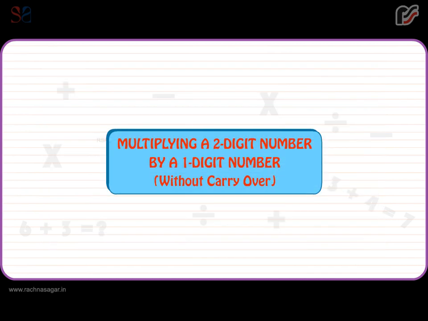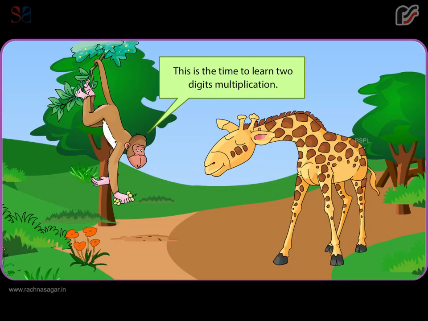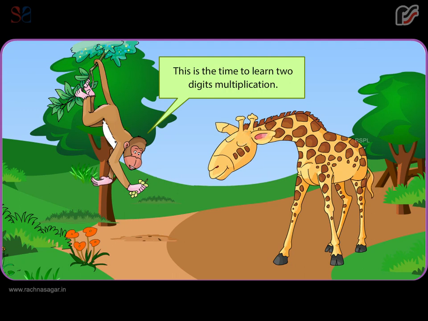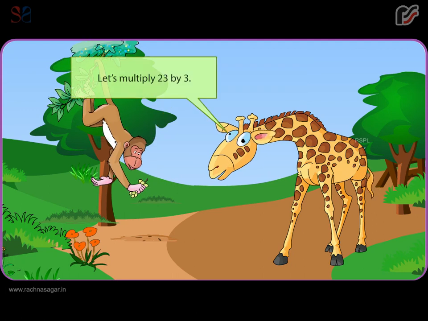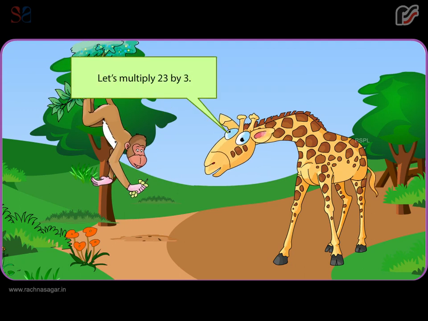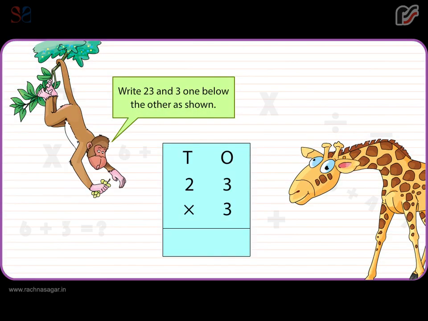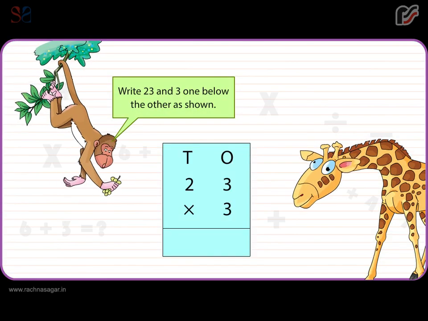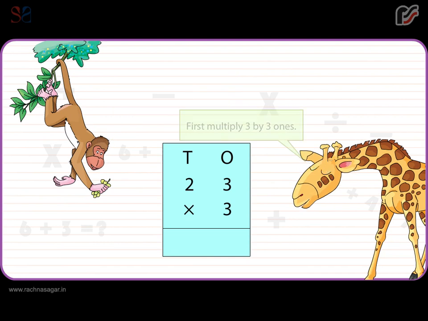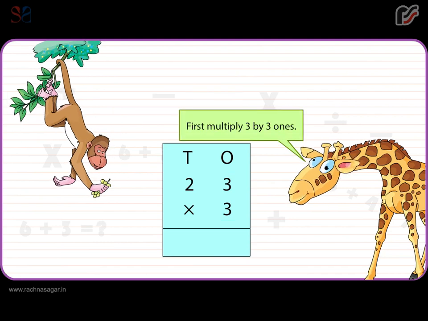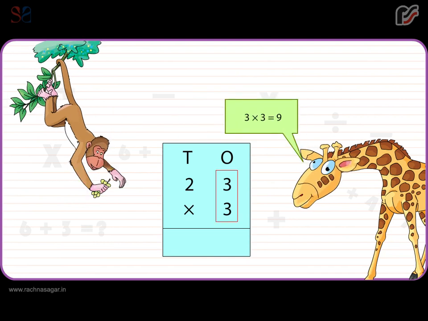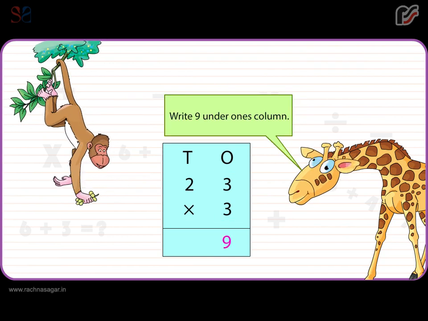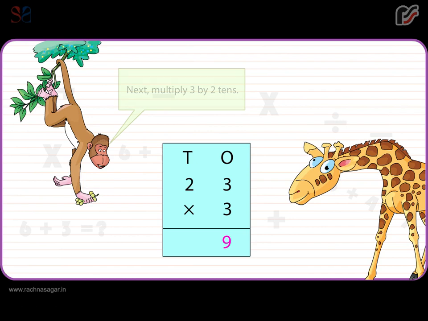Multiplying a 2-digit number by a 1-digit number without carry over. This is the time to learn 2 digits multiplication. Let's multiply 23 by 3. Write 23 and 3, one below the other as shown. First multiply 3 by 3 ones. 3 into 3 is equal to 9. Write 9 under ones column.